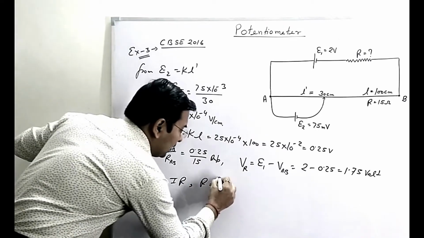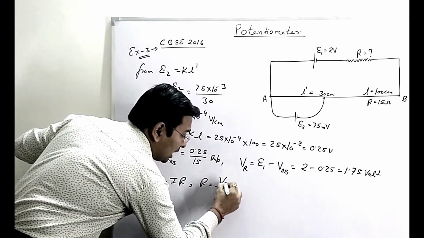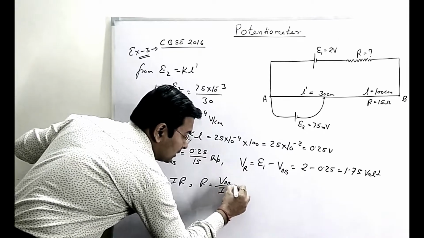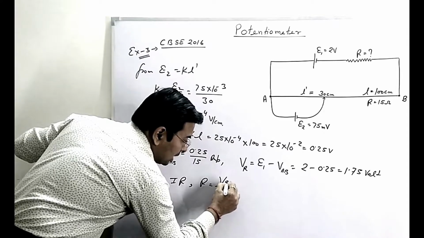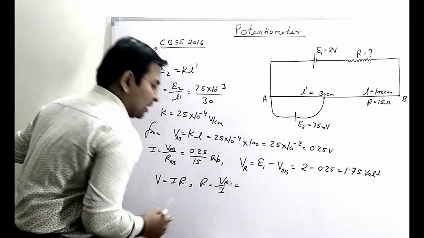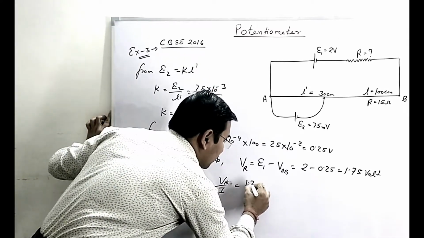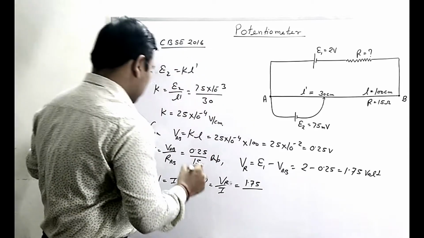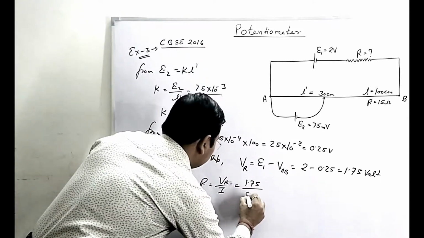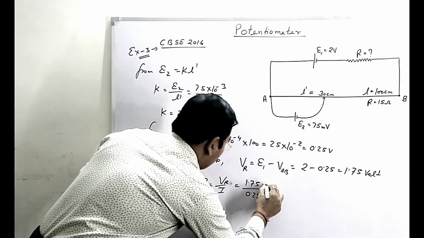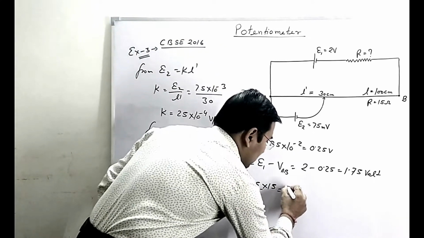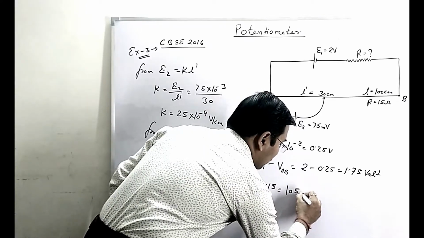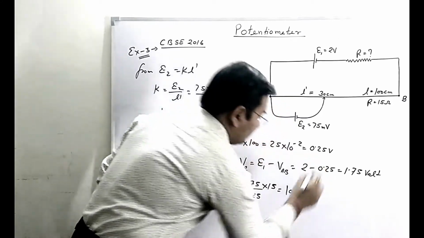So R will be equal to V upon I. So this V is what? V is the potential across the resistance R, and its value is 1.75 volt, and the value of I is 0.25 upon 15. So after solving, the answer will be 105 ohm.